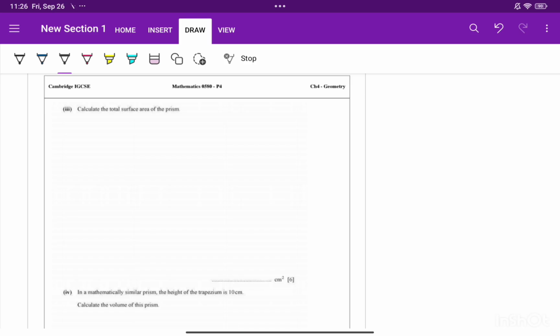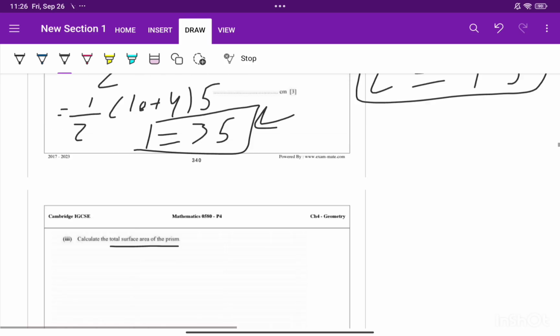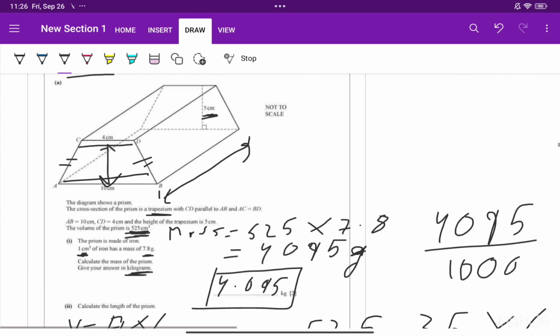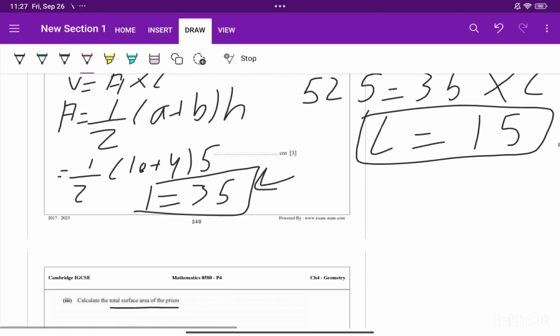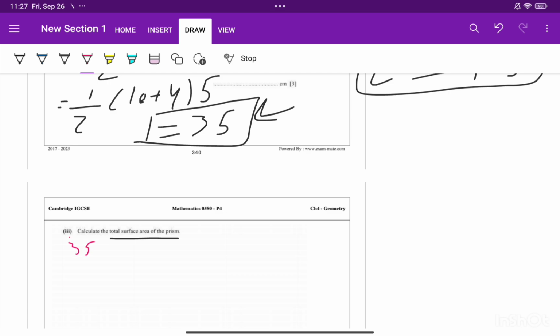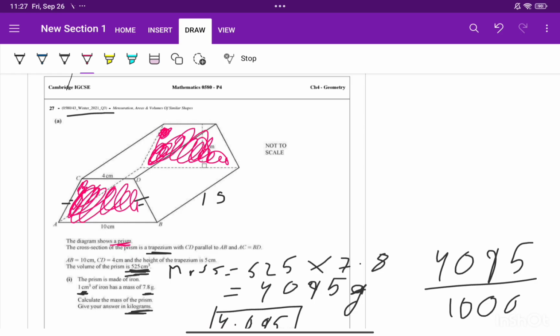Part 3. Calculate the total surface area of the prism. Okay, so total surface area. So this is 15. We have already found this trapezium area, and this trapezium is equal to the area of this trapezium, because it's a prism, so both sides are equal. So we will multiply 35 with 2. 35 multiplied by 2 gives us 70. Okay, so we got the area of these two.